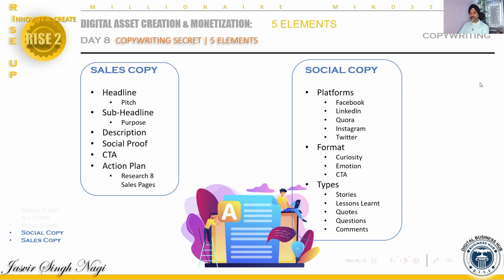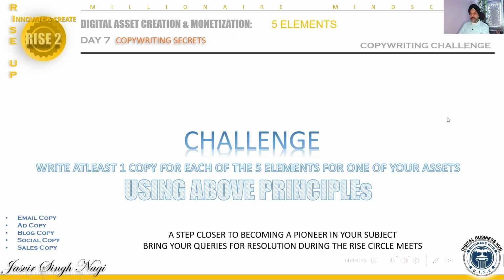All right. So, with that topic, this brings us to a challenge. Your final challenge is to write at least one copy for each element, right? The email copy, the ad copy, the blog copy, the social copy, and the sales copy. This should be at least for one of your assets, if not both or more of them that you have. So at least one of them, yeah, using the principles mentioned above.